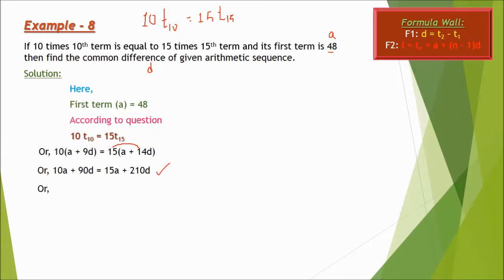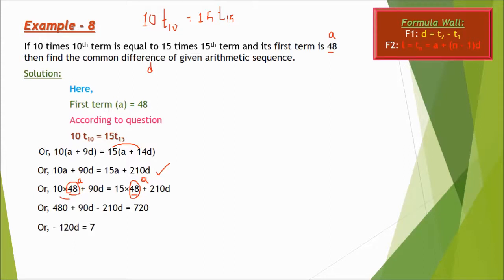And now we're writing the value of A. We have the value of A, so we can write it as 48, 15 into 48. This is the replacement value of A. Now we can easily find the value of D, because the only unknown variable remaining is D, isn't it? Now 480 plus 90D on one side, and everything else on the right hand side, only 720 on the left hand side, and you can see this is a calculation.